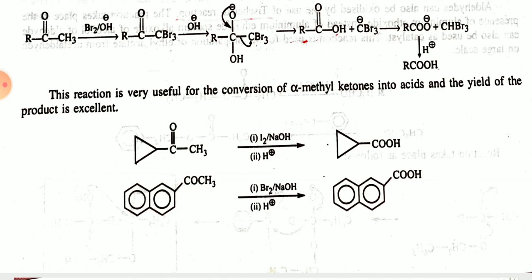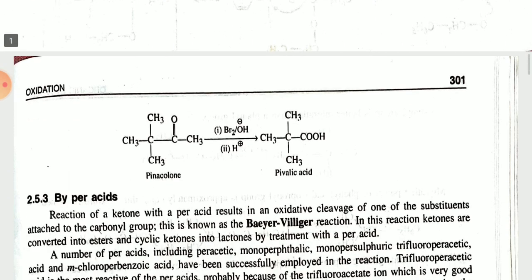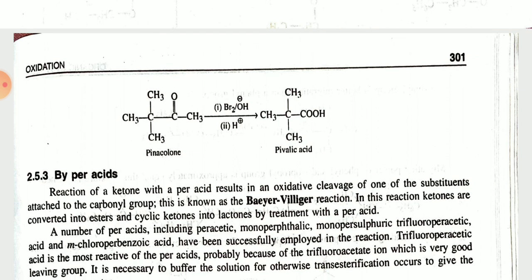Here you can see, in the presence of iodine and HNO3, or in the presence of Br2 and NaOH, the CH3 group is replaced by the COOH, oxidized. Simply, this group is oxidized to the COOH group. Now you can see here also the reaction.